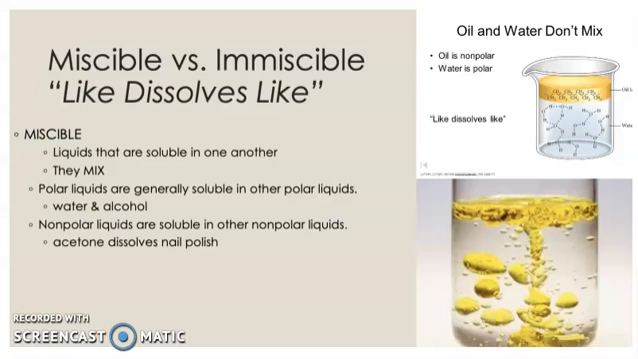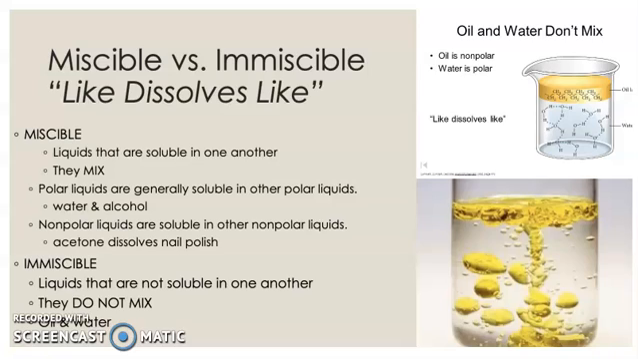So miscible is just when we say that they're soluble in one another, so they can mix. So polar liquids are soluble in other polar liquids, so you can mix water and alcohol because they're both polar, so they'll mix pretty well. But stuff like water and oil will not mix very well, or oil and alcohol does not mix. They stay separate. Other nonpolar liquids too, if they're both nonpolar, they can work together. So if you have acetone, that dissolves nail polish. And then immiscible is just the opposite of that. So they're not soluble in one another. So they cannot mix like oil and water.